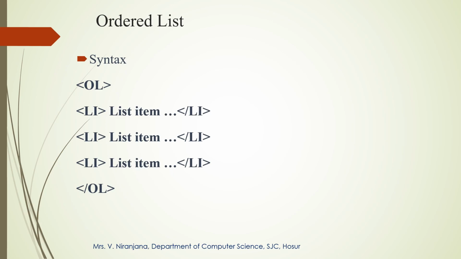So this is the syntax of the ordered list. It starts with the OL tag followed by the LI tag. The LI has to be repeated for each and every list item. As you can see here, three list items are given and three LI tags are there. Each has an opening and a closing tag. And you can see the ordered list also has an opening and a closing tag.